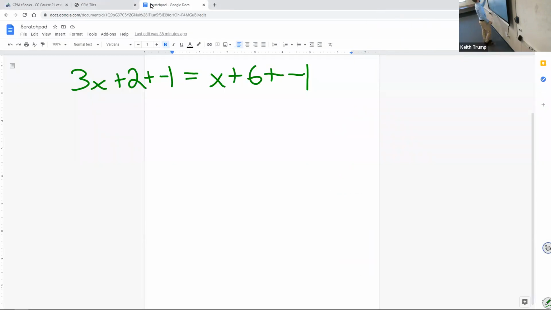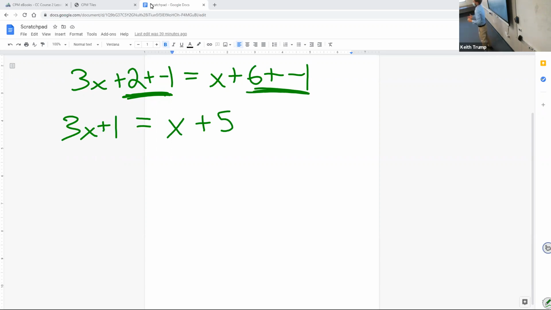Combine like terms. Well, like terms over here, I don't have any other x's for the 3x to combine with, but 2 and -1 are like terms because they're just constants, which means they're just numbers. So 3x, 2 plus -1 is going to be 1. So it's 3x plus 1 equals, I don't have any partners for this x either, so that x is just going to stay the same. But 6 plus -1 is going to be 5.